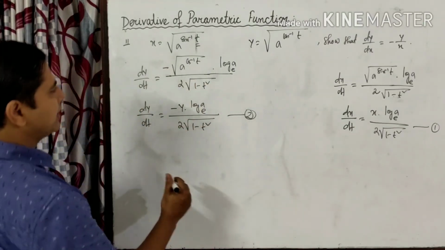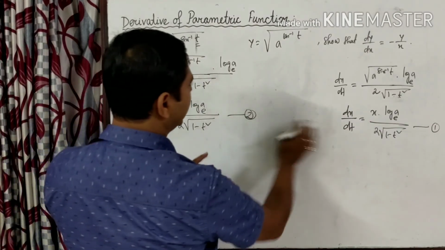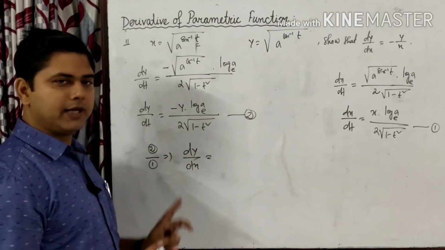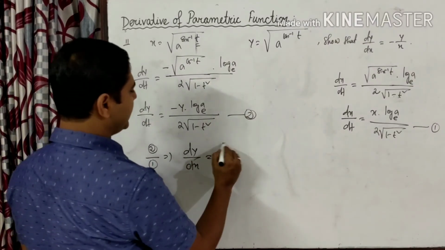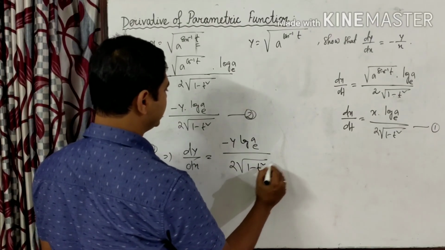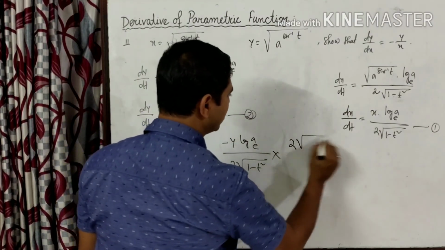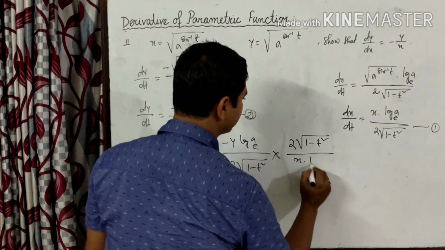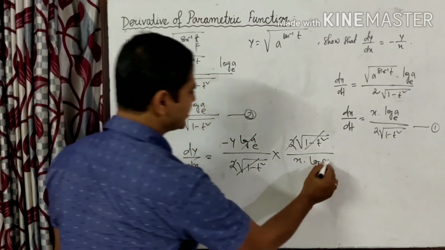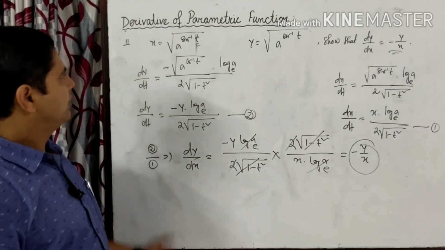dy by dx, definitely. I took this as 2 and this as 1, so I do 2 by 1. Doing 2 by 1, definitely dy by dx comes. I have not written dy by dt and dx by dt, I directly wrote it. Okay, next, question number 2 was minus y log of a base e by twice of root over 1 minus t square, divided by dx by dt. Taking the reciprocal, this part goes up: twice of root over 1 minus t square by x into log of a base e. 2 cancels, this part simplifies, log a base e cancels, so finally you have minus y by x. Okay, that is the proof of this one.